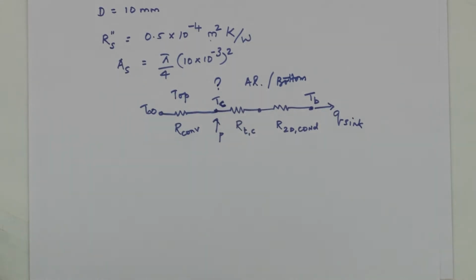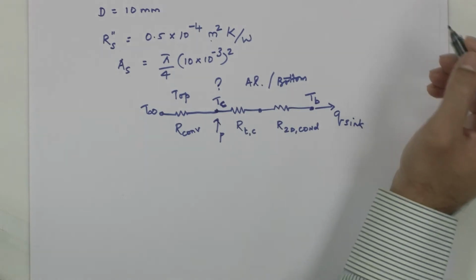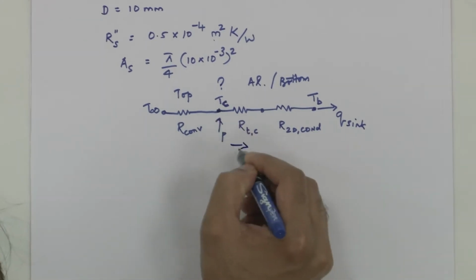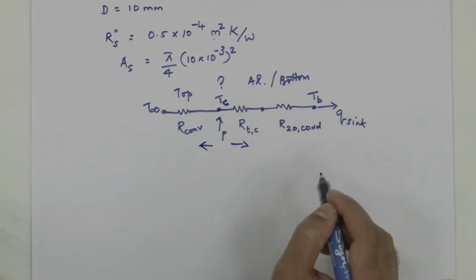Let us go back to the problem and have a look at this. The maximum allowable temperature of this component is 100 degrees Celsius, and the ambient is at 25 degrees Celsius, and we are supposed to first draw a network, and then find out the maximum operating power of this component. One important thing to notice is that heat flows in both directions. That means this is a parallel circuit.